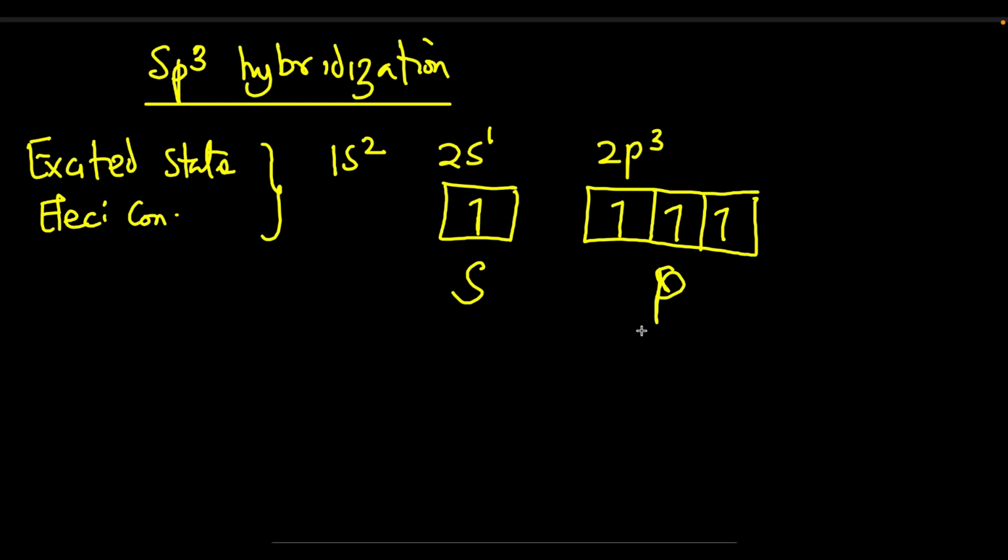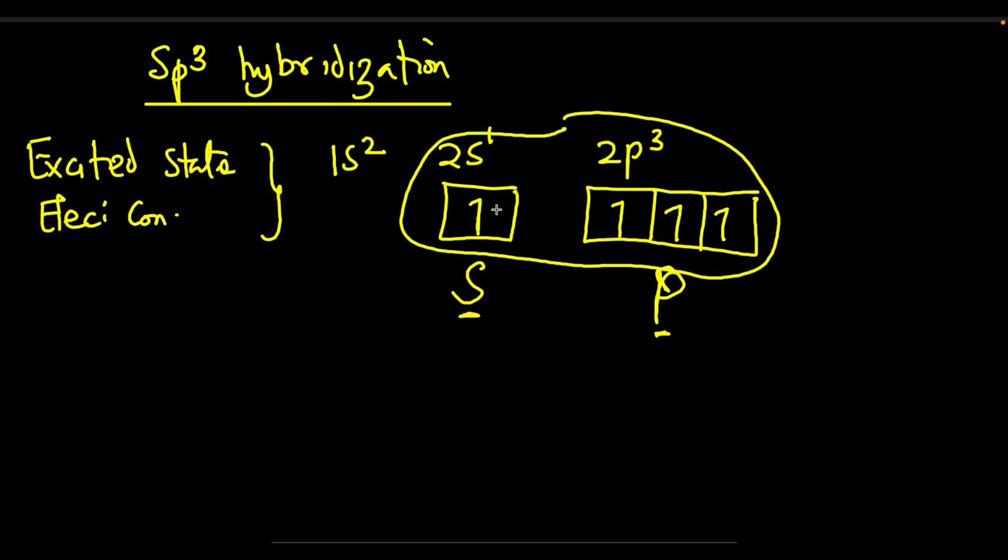Remember we said hybridization is a mixing of atomic orbitals to form a hybrid orbital. S is an orbital, P is an orbital, but P has three degenerate orbitals and S has one. Sp3 hybridization is formed when we mix these three P orbitals and this one S. When you mix one S and three P, you have what we call sp3. Now, where can we find carbon with sp3 hybridization?